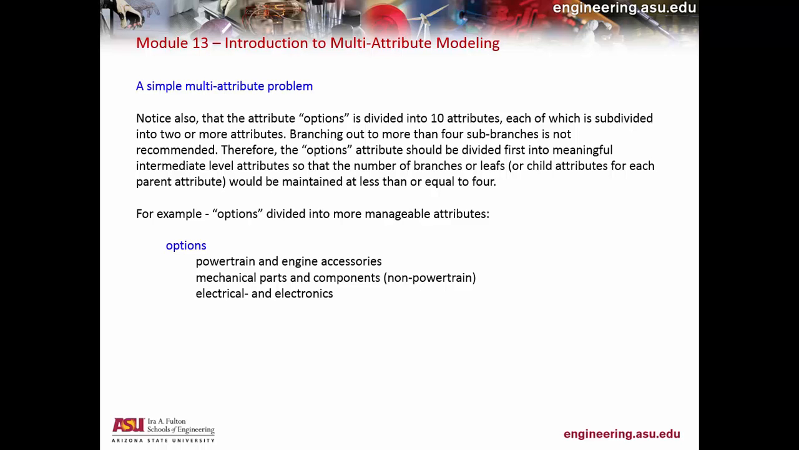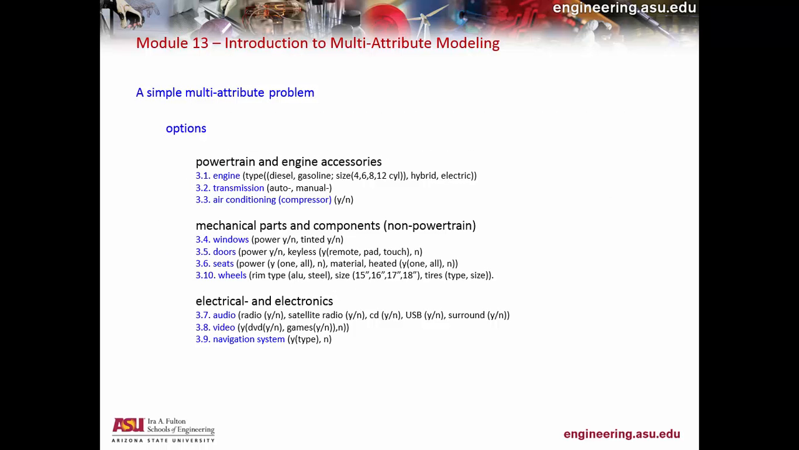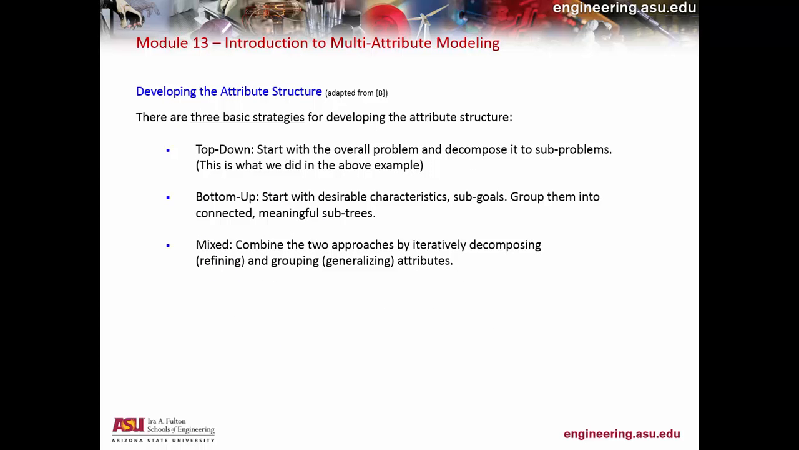And these trees can actually start to become pretty cumbersome. And so at some point you're going to have to make a decision of what branches of the tree you are going to look at and what aren't. Otherwise you'll never get it done. However, what you can do is classify it into overall attribute headings to make it neat. So powertrain and engine, accessories, mechanical parts, electrical and electronics pretty much takes care of everything within options.